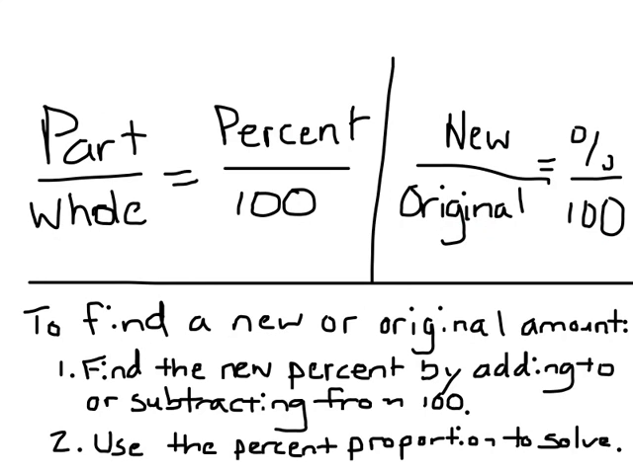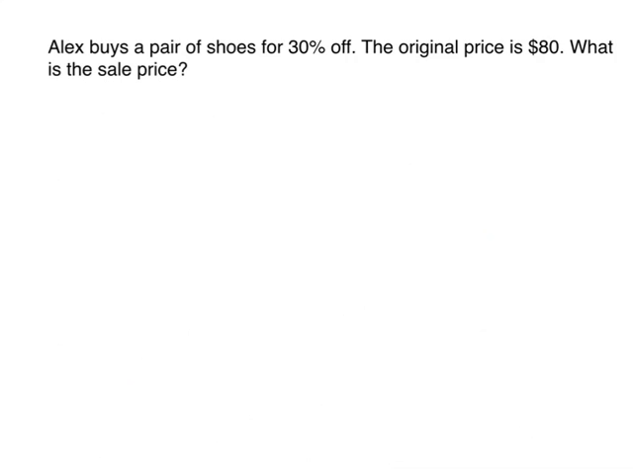To find a new or original amount, we'll take two steps. First, we'll find the new percent by adding to or subtracting from 100. If it's a percent decrease, we can subtract from 100%. If it's a percent increase, we can add to 100%. After that, we can use the percent proportion to solve. Let's do some examples together.